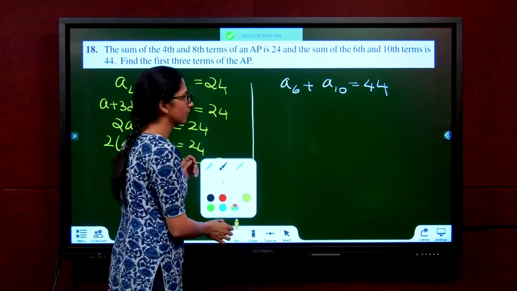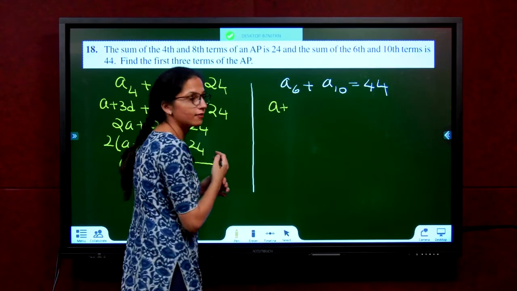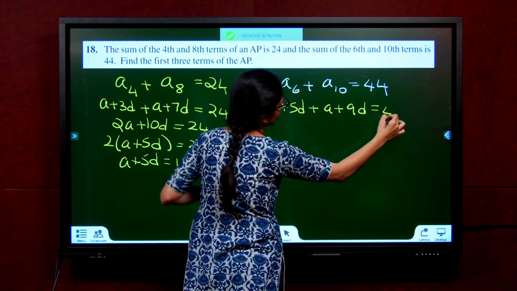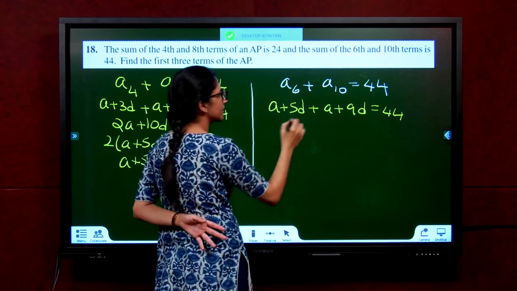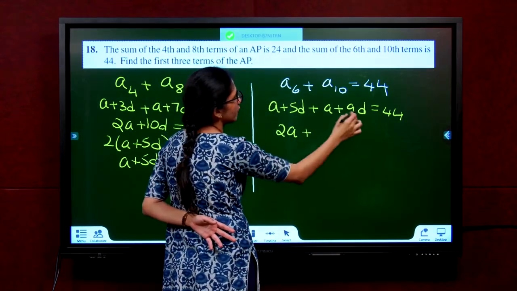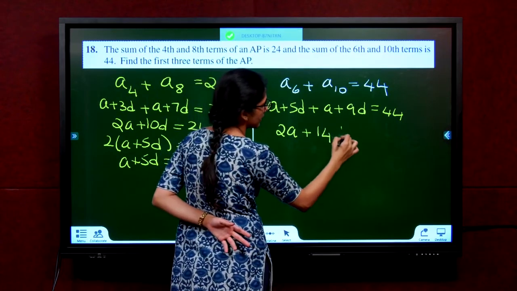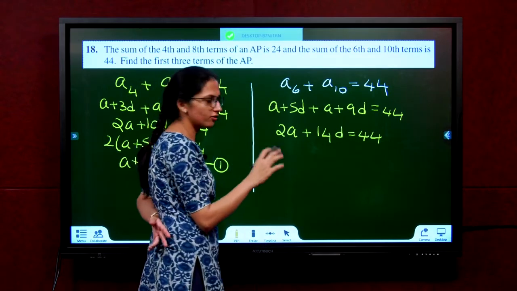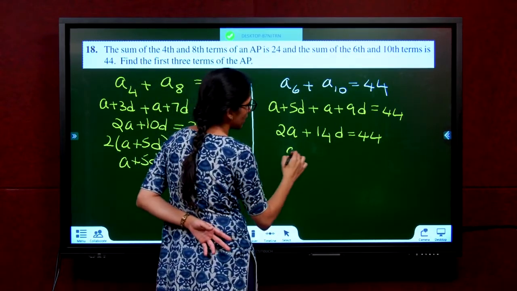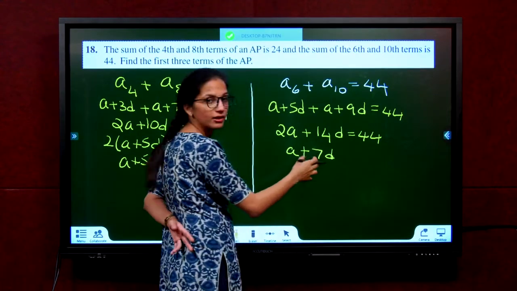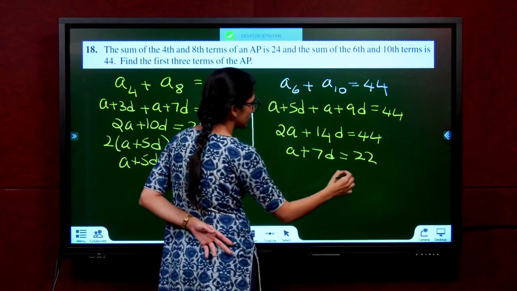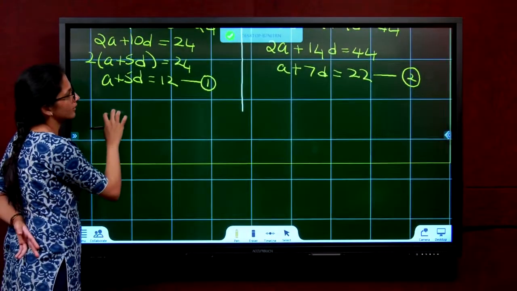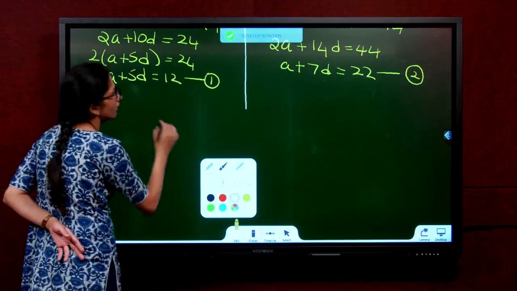Now, coming here, A plus 5D plus A plus 9D is equal to 44. A plus A, 2A. 5D plus 9D, 14D is equal to 44. Again, all have 2. Now, this time I am directly dividing everything by 2. A plus 7D, 14 by 2, 7. 44 by 2, 22. Let's call this equation 2. You can do 2 minus 1 or 1 minus 2. No problem. So, I am going to do 2 minus 1.